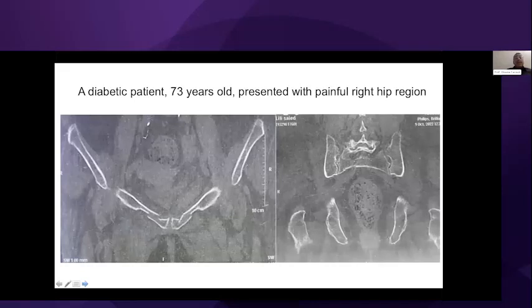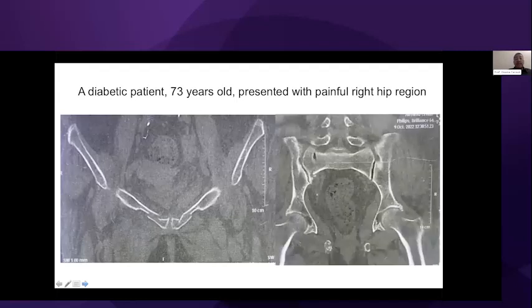This female patient, a diabetic patient, 73 years old, presented with painful right hip region. We did plain X-ray and CT scan that showed this undisplaced fracture of the pubic rami and right sacral fracture. I think most of us will take a decision to apply a conservative treatment in this lady and give her medical treatment for pain and for osteoporosis.